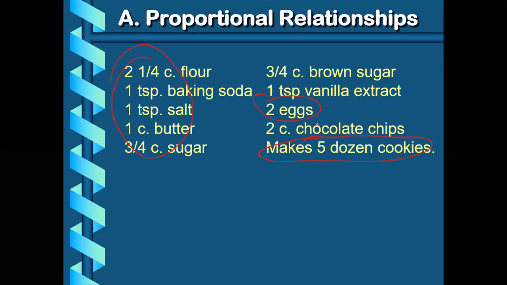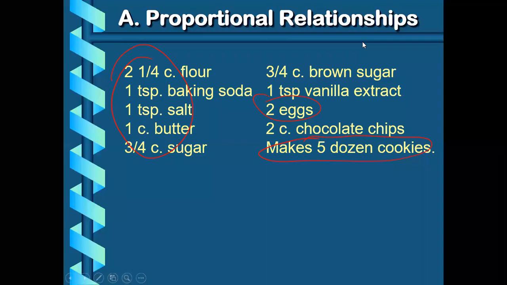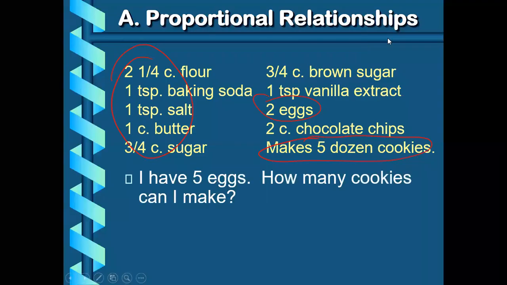Chemical reactions really work out the exact same way. They tell you how much ingredients you need to put in as your reactants, and then they tell you how much products, or how many cookies, you're going to get out at the end. And so we can use those ratios to figure out some other things.